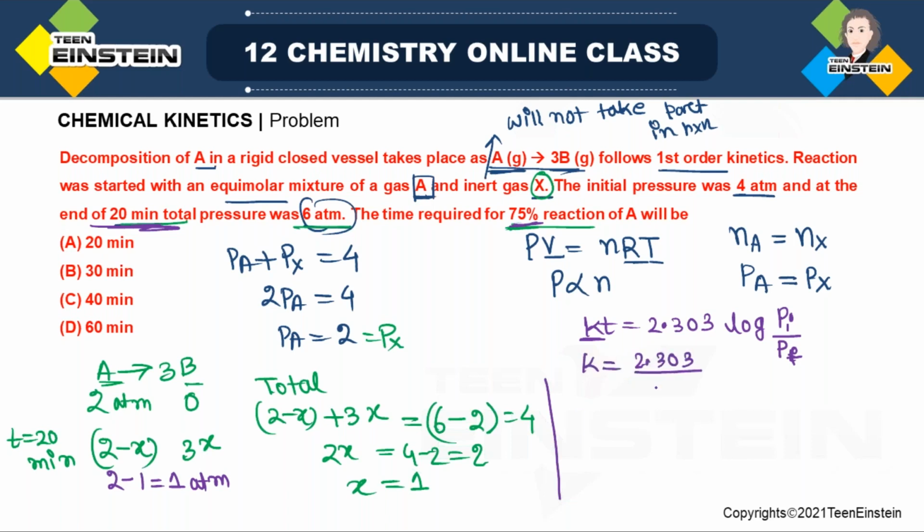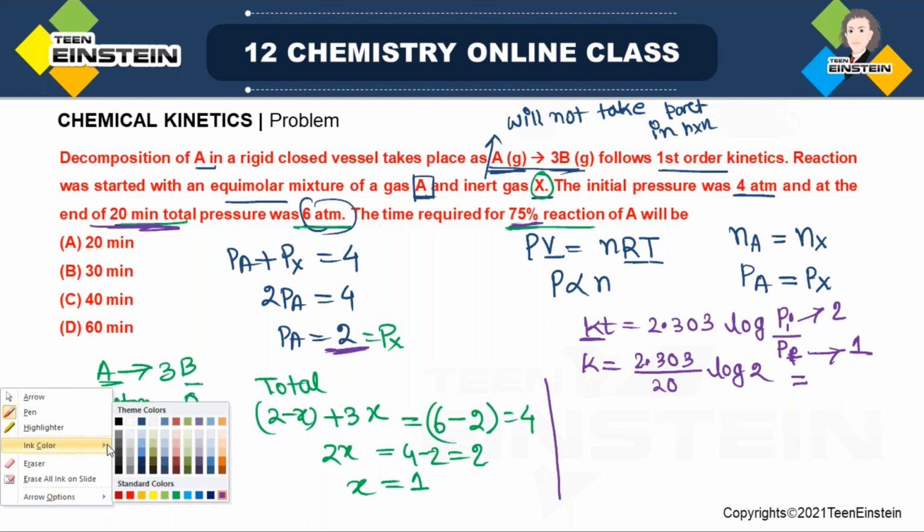2.303 divided by T. T is 20 minutes. Log Pi is 2, because initially pressure of A is 2, final is 1. So it is basically log 2. Log 2 value if we put, finally you can also keep the reaction equation just like this. You don't have to do any calculation. In this way you can save time also.